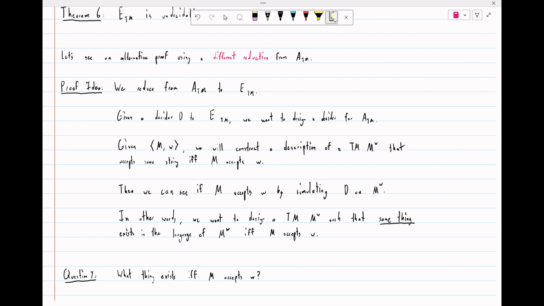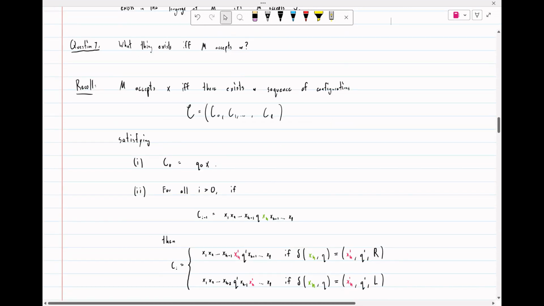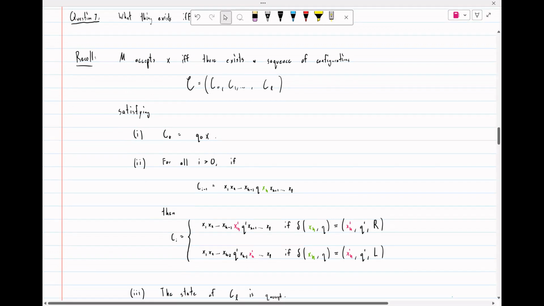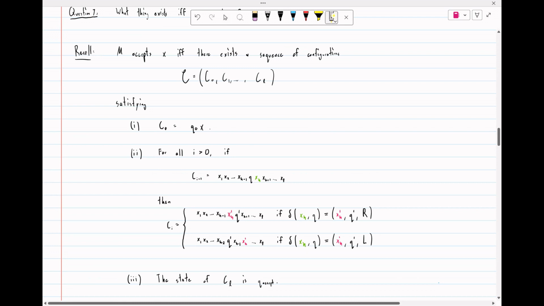Was that a question in the back? No. Okay, cool. So just to refresh your memories, we say M accepts X if and only if there exists a sequence of configurations that satisfy three properties. The first configuration is the start configuration. And do we all remember what this notation meant? This state followed by string was just a shorthand to tell me what the configuration looks like. The string is the contents of the tape, and the position of the state in the string tells me where my tape head is on the tape.